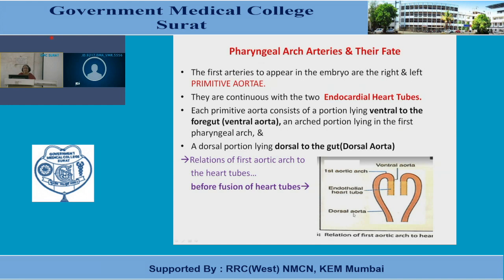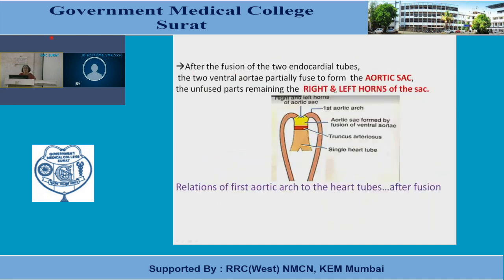So we can see here the primitive aorta and the two endocardial heart tubes, including the ventral portion and the dorsal portion. The figure shows the relations of the first aortic arch, the pharyngeal arch, to the heart tubes before fusion of the heart tubes. Now what about after fusion of the two endocardial tubes? The two ventral aortae partially fuse to form the aortic sac. The yellow colored part in the diagram is the aortic sac, which is formed by the fusion of the two ventral aortae.